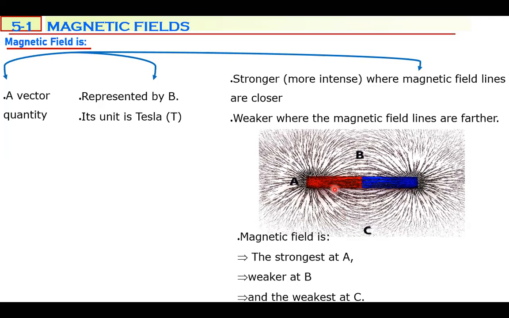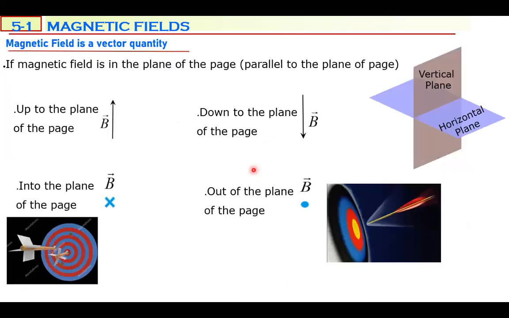And because it's a vector quantity, we should show the direction of the magnetic field. So we will talk about the directions right now. How can we represent magnetic field direction according to the page? So we are going to have magnetic field in the plane of the page, which means parallel to the plane of the page. In the plane of the page is one example.